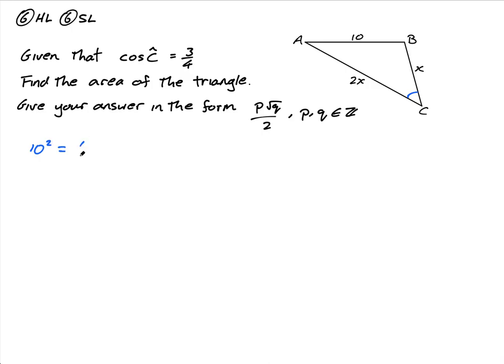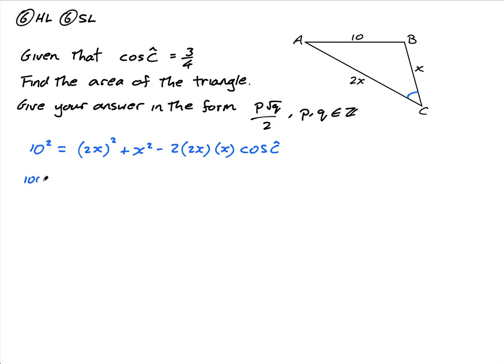If you don't know how to apply the cosine rule, you need to go and learn it, whatever you have to do to make sure you know how to do it. But it's 10 squared equals 2x squared plus x squared minus 2 times this times cos of this. That's the cosine rule formula applied to this triangle.